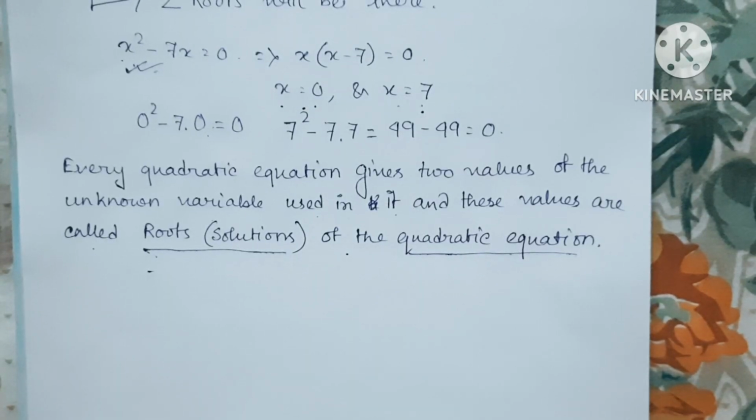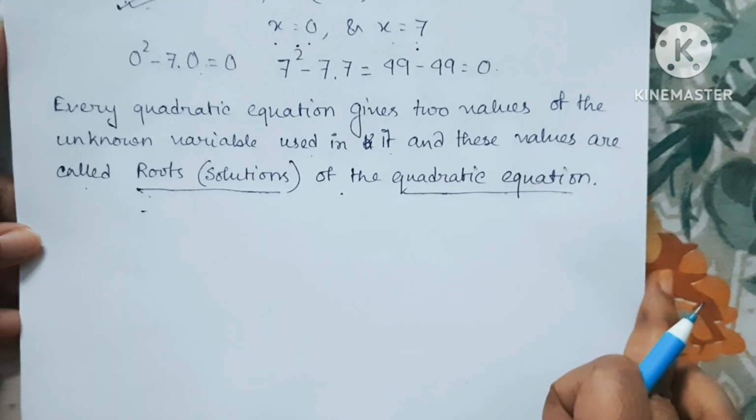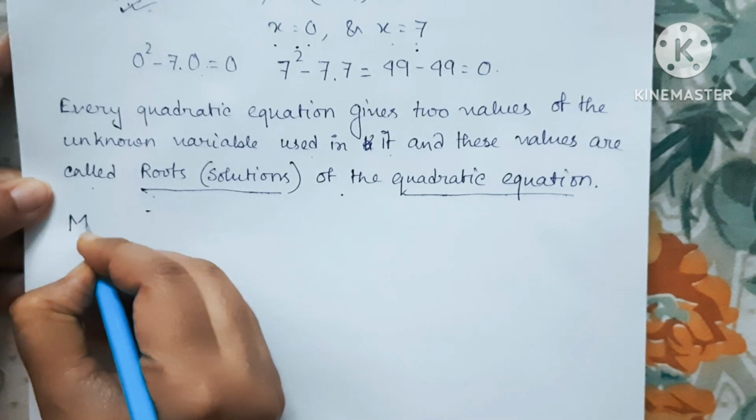Now to compute the solution of a quadratic equation, I am going to discuss two methods. Method 1, using factorization of the given equation. For that we will first understand the zero product rule, and method 2 is using the Sridharacharya formula. Now see how to solve a quadratic equation. Method 1.